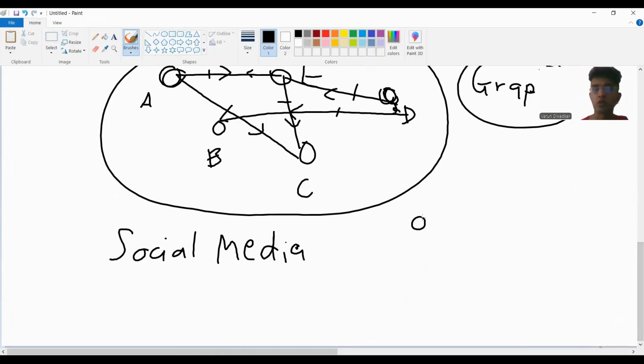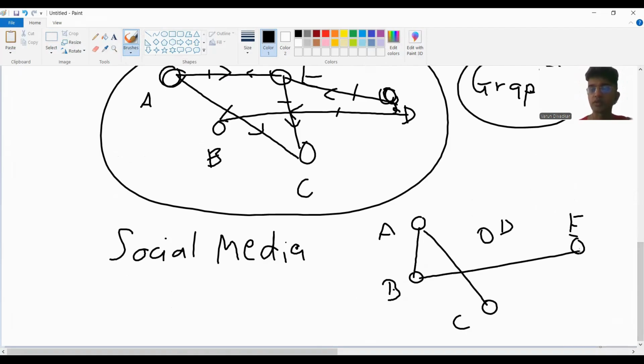Let's say you have a group of friends, one, two, three, four, five, like say A, B, C, D, and E. So A is a friend of B and B is a friend of A. A and C are friends, B and E are friends, but you see D and C are not friends. A and D are not friends. B and C are not friends on social media. So we will say C and E are also friends, but D and E are not friends.